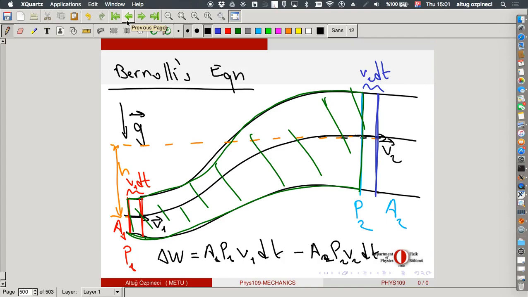Because I know that the total work done on a given system is equal to the change in the mechanical energy. Total work done by non-conservative forces. That I know, that's what I'm using.